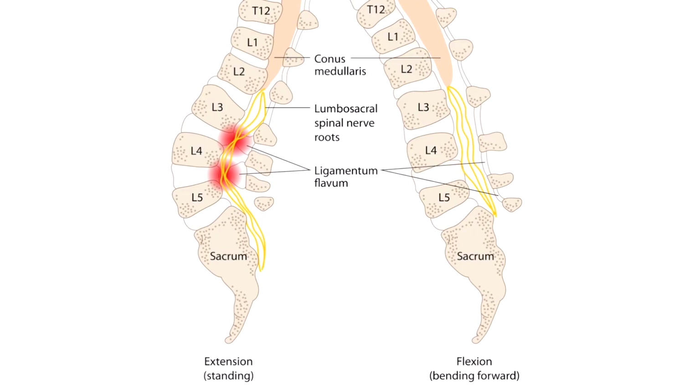Here we see two images of the lumbar spine and spinal cord. The image on the left shows the spinal column placed in extension, which occurs when someone is standing straight up. This narrows the spinal canal and causes increased pain in patients with spinal stenosis. The image on the right shows the spinal column during flexion of the spine, such as occurs when bending forward. This widens the spinal canal and results in decreased pain.